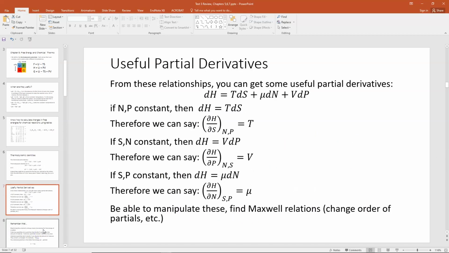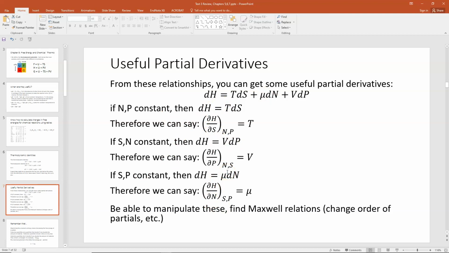Now, from these thermodynamic identities, you can get some useful partial derivatives. Basically what you do, for example, with this one, dH equals TdS plus mu dN plus VdP: if you hold N and P constant, then dN equals dP equals 0. And that just leaves you with dH equals TdS if N and P are constant. So you can divide both sides by dS, and then you have the partial of H with respect to S, holding N and P constant, equals T. And you can do that for all of the elements in the thermodynamic identity for dH, and you can get these three different partial derivative relationships.